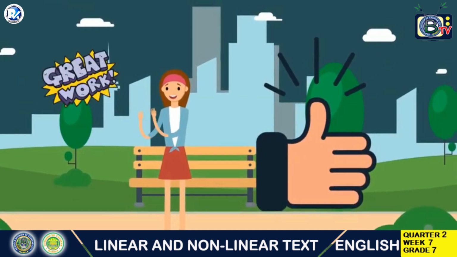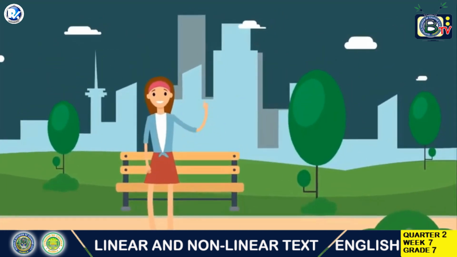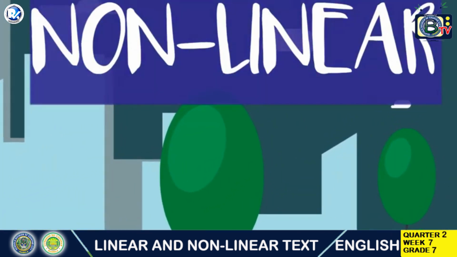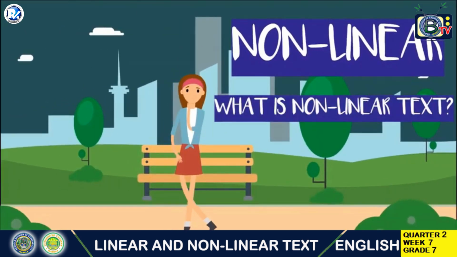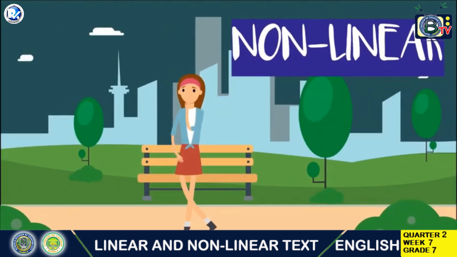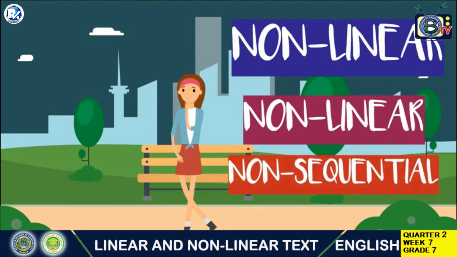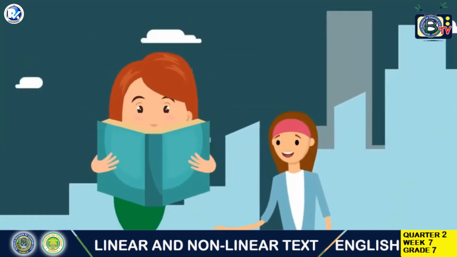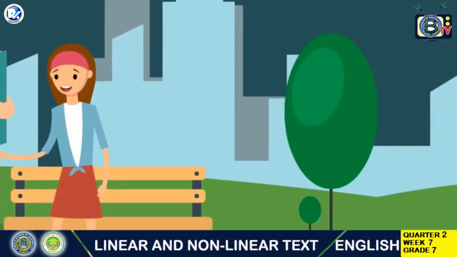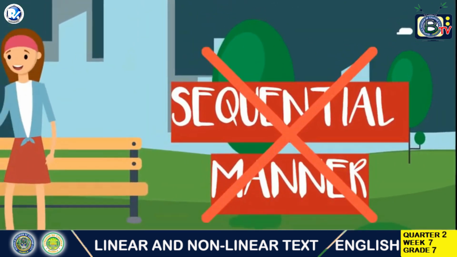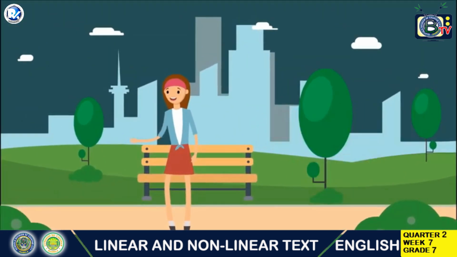Congratulations on learning the linear text. Let's now go over to the opposite, which is the non-linear text. But what is non-linear text? As the name suggests, it is non-linear and non-sequential. In other words, the readers do not have to go through the text in a sequential manner in order to make sense of the text.